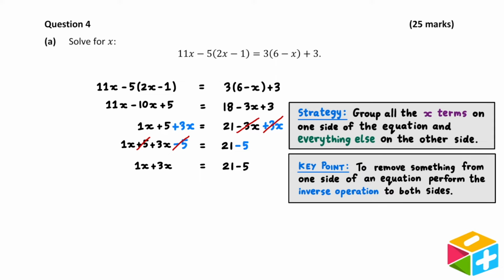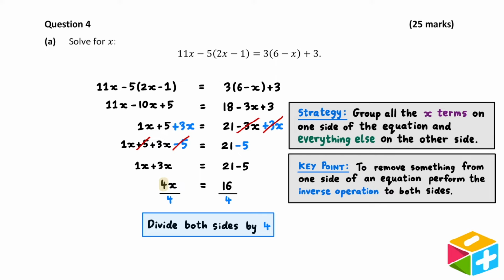From here, we can simplify a bit. 1x plus 3x is 4x, and 21 minus 5 is 16. We're now quite close to isolating x. The last thing to remove is the 4 in front of it. This 4 represents multiplication. The inverse of multiplication is division, so what we need to do is divide both sides of the equation by 4.